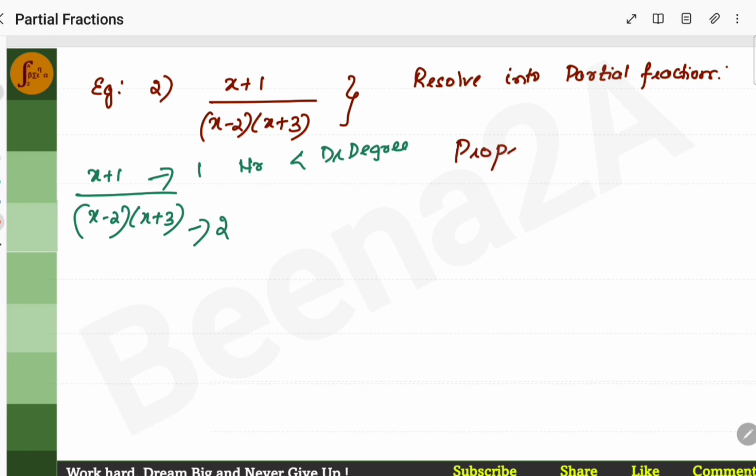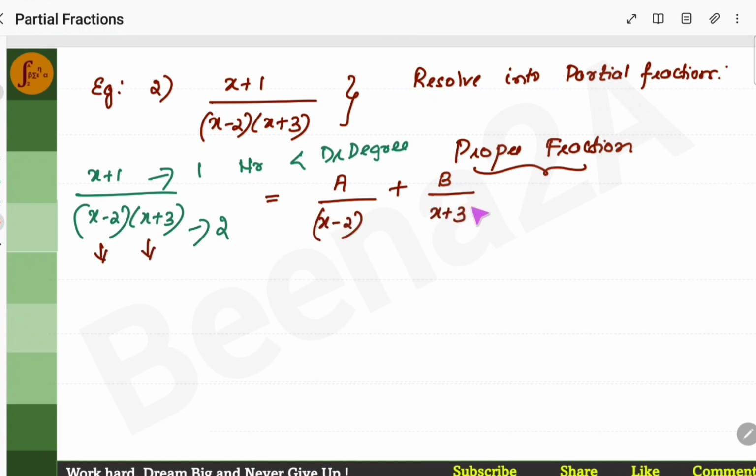This is proper fraction. Now, next step is, once we have checked that it's proper fraction, we need to split it. We need to split this entire function like this, A and B, and we put the denominator. So, first one we'll put as x minus 2. Second one we'll put as x plus 3.